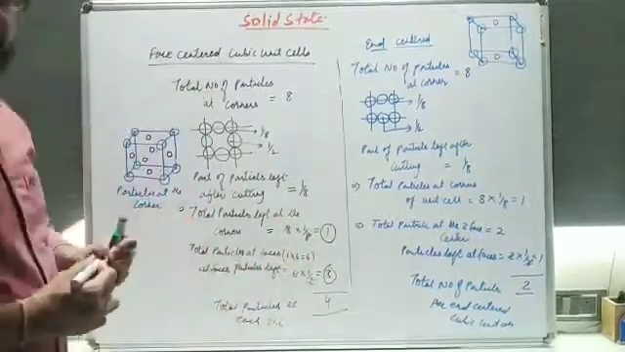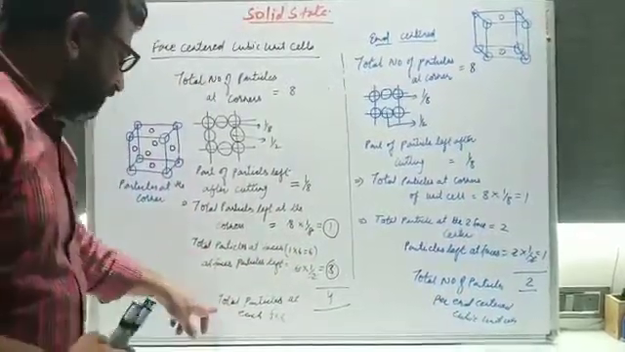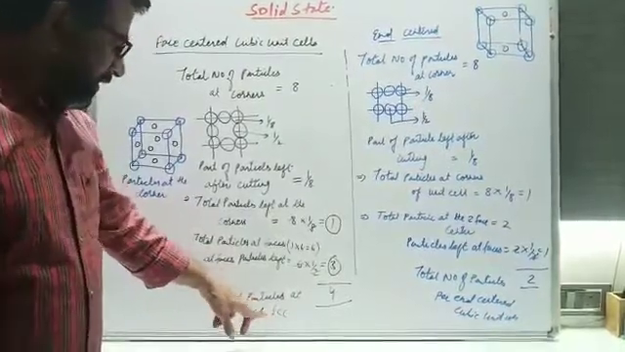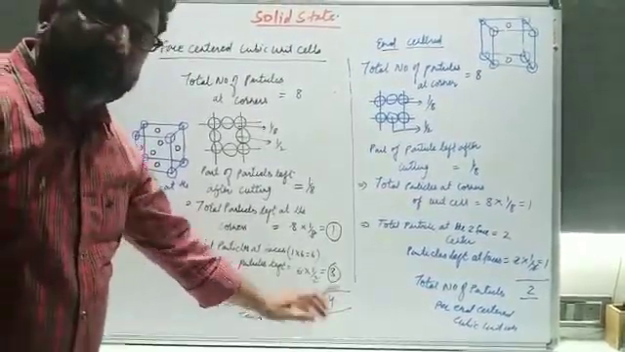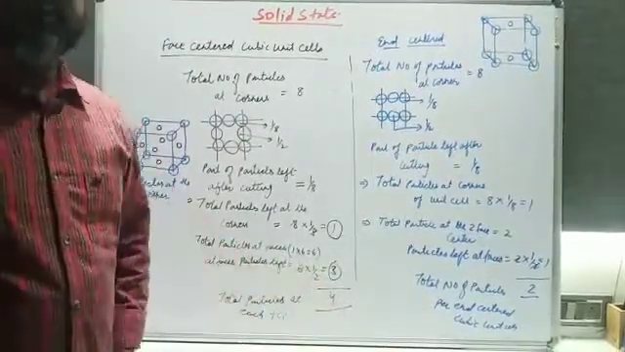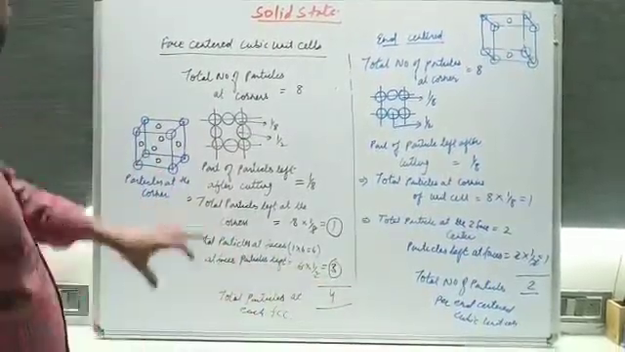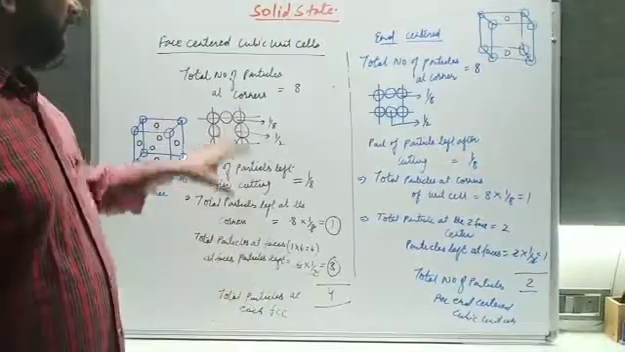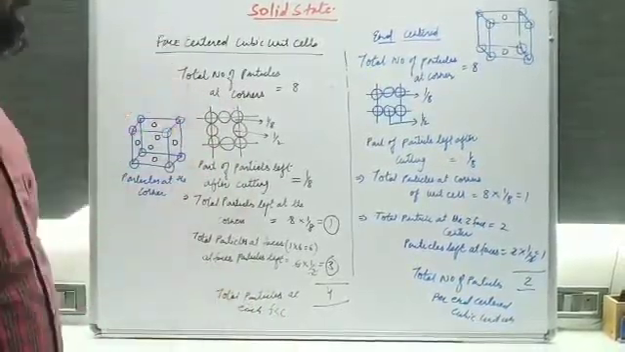So here the maximum of the particles are present in this case. That will be the total particles at each FCC, meaning face centered cubic unit cell. FCC is the short form for face centered cubic unit cell. How many particles are present? Total 4 are present. Is it clear, students? So this is the calculation of the number of particles for the face centered cubic unit cell.